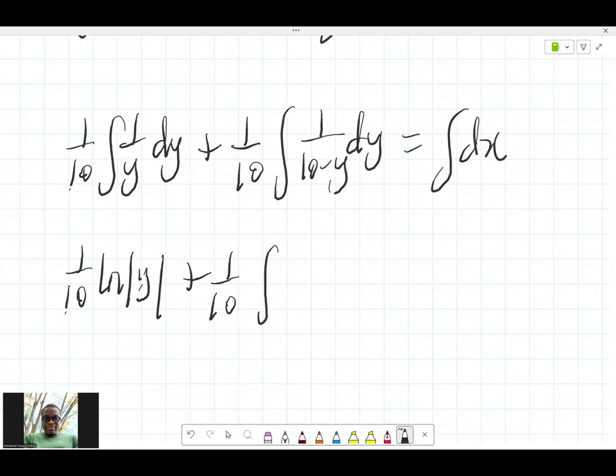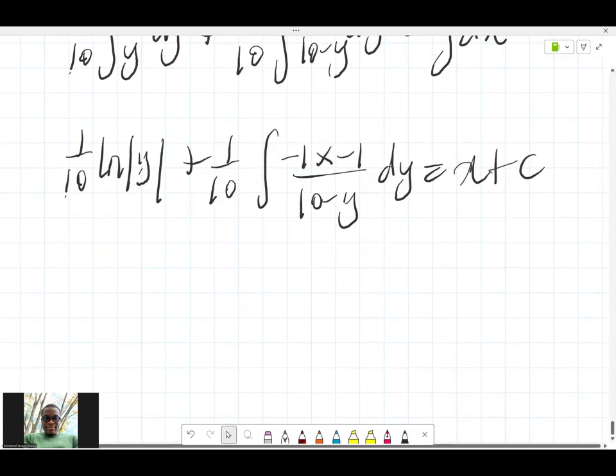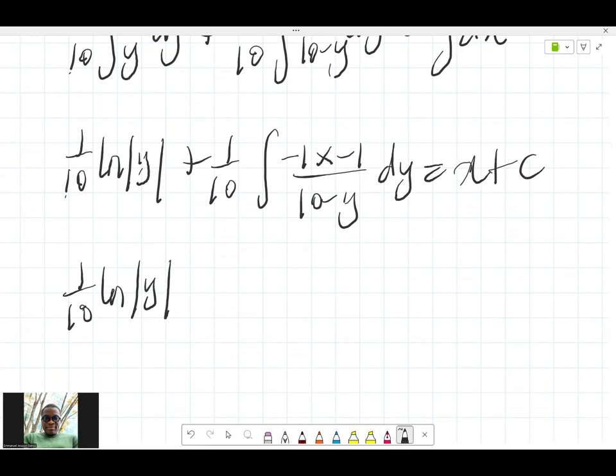So this is the integral of, so you need minus y here to be able to say this one is ln of something. So this has to be minus 1 times minus 1. Minus 1 times minus 1 is 1, all over 10 minus y dy, okay? Of course, if you integrate x, you get x plus constant c. So here now, you're going to have 1 over 10 ln absolute value of y, okay? Then you can bring out one of the minuses, so that's minus 1 over 10, okay? Integral of minus 1 over 10 minus y.